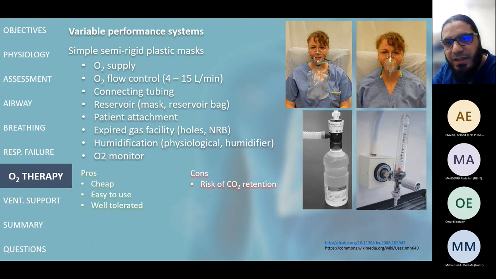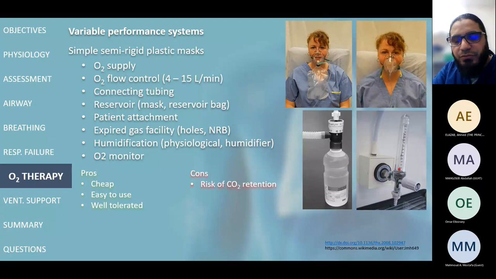The patient attachment again is well tolerated by the patient and simple to use. The expired gas will go through small holes. You can see it on the sides of the face mask, and this mask also can be turned into a non-rebreather system. So these holes can have a valve on them, which will be a one-way system. It will allow the exhaled air to go out, but it won't allow the patient to rebreathe it again.